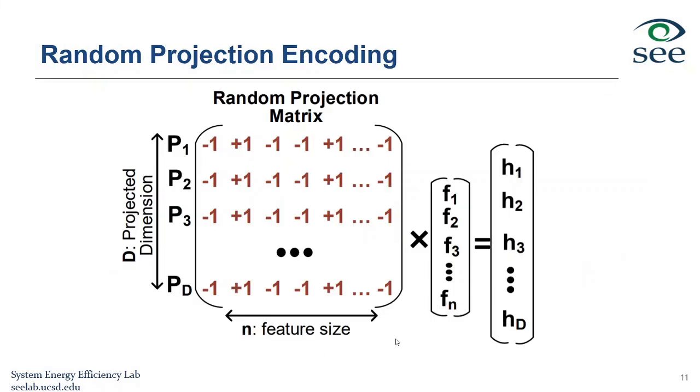Here we show how the output of the convolutional SNN layer is encoded into a hypervector. We first generate a random projection matrix where each element is uniformly randomly selected to be +1 or -1. The size of this matrix is d by n, where d is the desired dimensionality and n is the size of the output from the convolutional layer. Then by matrix multiplying this matrix with the output vector, seen as f here, we get a new d-dimensional vector that is the encoded hypervector.